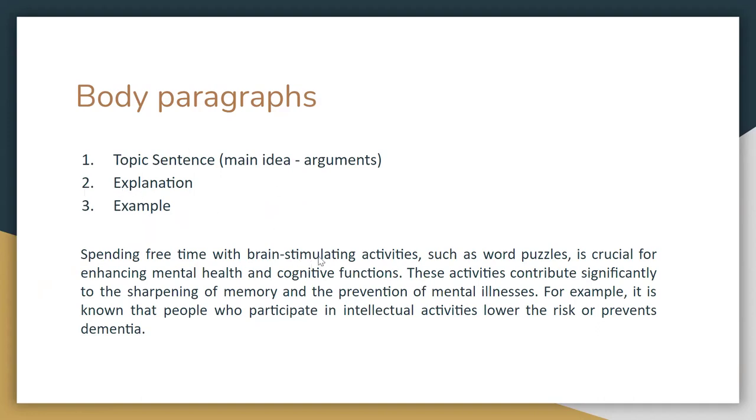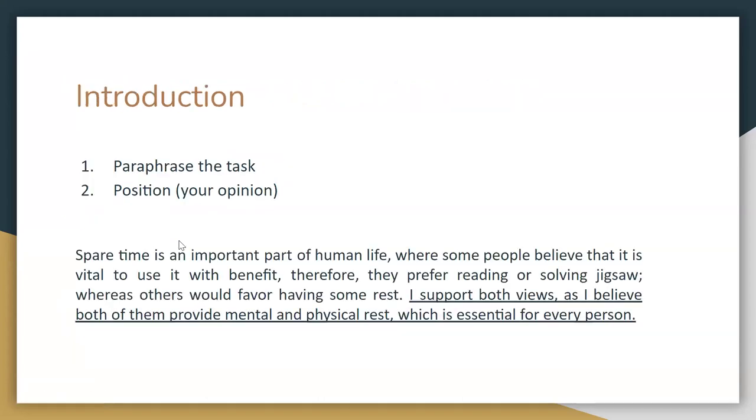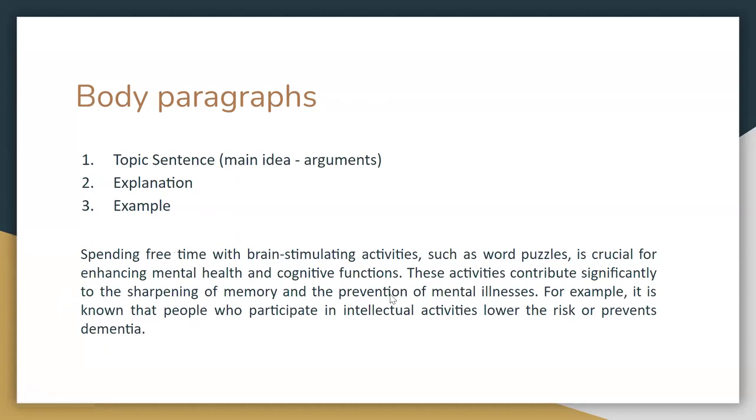We explain why it's important. And again, last lesson we wrote some details about why it's important, etc. So now we explain the argument, why the argument is important, and how it can help us. So we can write something like, these activities contribute significantly to the sharpening of memory and the prevention of mental illnesses. So basically, we explained why this is important.